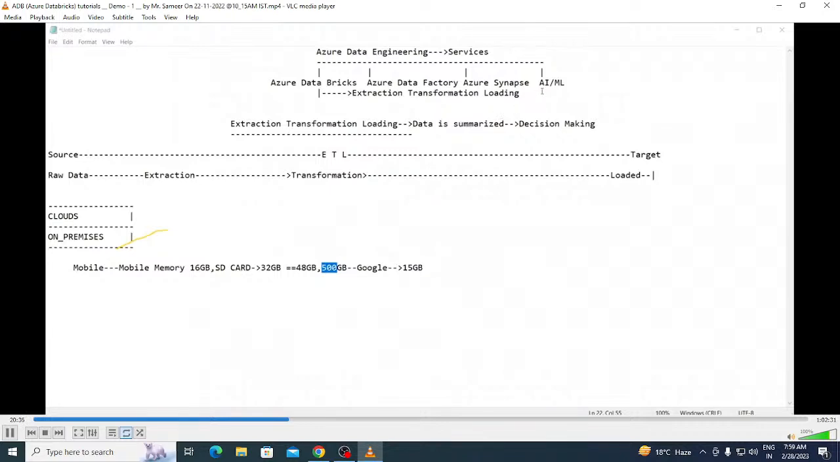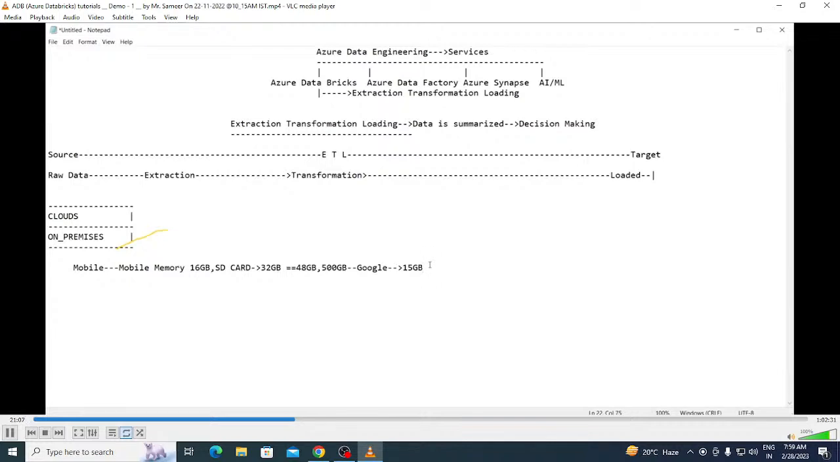My question is that my mobile memory already has 16 GB memory, and I have installed an SD card with 32 GB memory. Totally, both the memories amount to 48 GB. But I have some more 500 GB of data to be stored. So for that, I took the support of Google Drive, and Google Drive is providing only 15 GB memory. What is the alternative for me now?